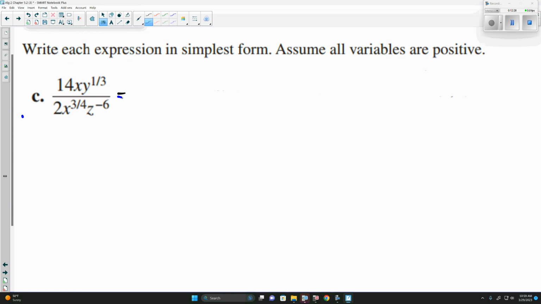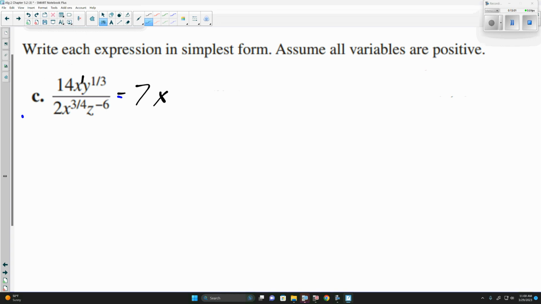if we want to simplify this, the first thing we need to do is divide. 14 divided by 2 is 7. So we're going to use our properties of division to simplify this. Now the next thing we have is dividing like bases. We have x to the first on top, x to the 3/4 on bottom.